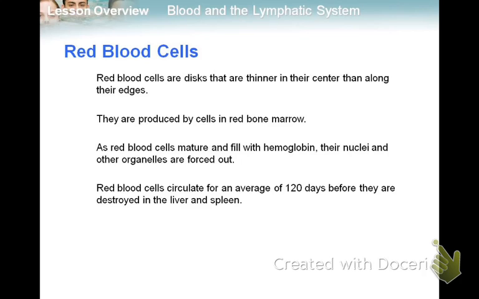Red blood cells are kind of the shape of a jelly donut. They're round, they don't have a hole in the middle, but they're a little bit sunken. They're produced by cells in the red bone marrow. As they fill with hemoglobin, their nuclei and other organelles are forced out. So this is the only type of cell in the human body that doesn't have a nucleus. Red blood cells circulate for 120 days before they're destroyed. They're broken down in the liver and in the spleen.